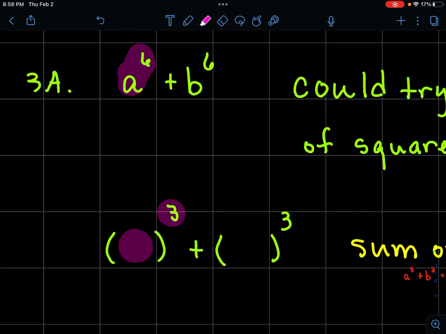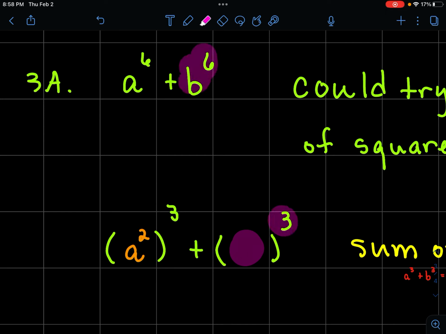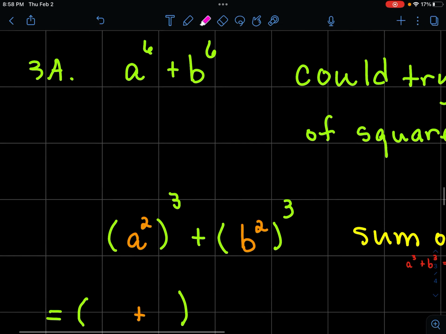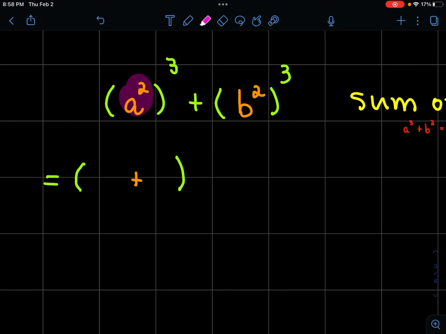Well, let's see. What to the third power is a to the sixth? We're doing a power to a power, so we have to multiply our exponents. What times 3 is 6? That's a 2, so I need a squared to get back to a to the sixth. What raised to the third power is b to the sixth? That's going to be b to the second power. So now wherever you see the letter a in the factored form, we get to put a squared. Wherever you see the letter b in the sum of cubes factored form, we get to put b squared.